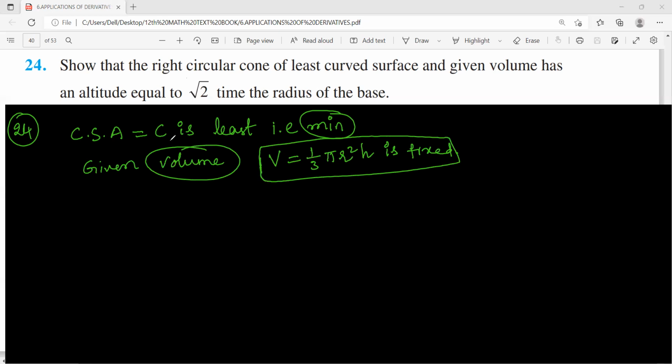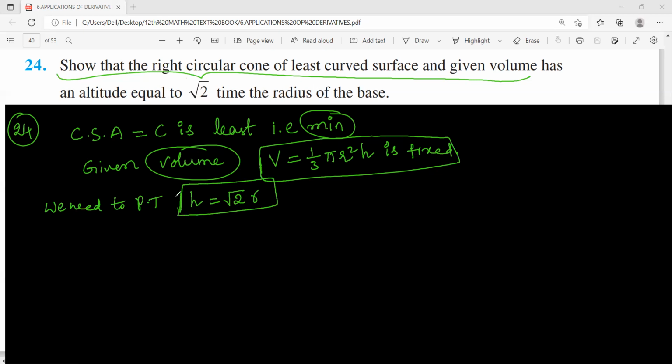So now curved surface area. What do you need to prove? Show that the right circular cone of least curved surface area and given volume has an altitude equal to root 2 times the radius of the base. Volume is given, then this right circular cone has least curved surface area when altitude is equal to root 2 times radius of the base. This is what we need to prove. You can prove it easily.